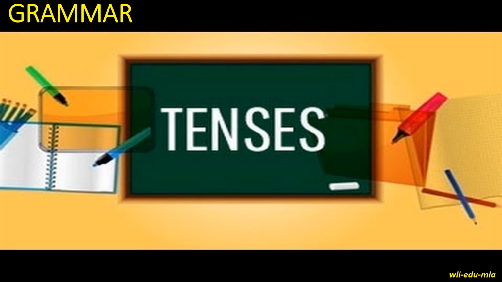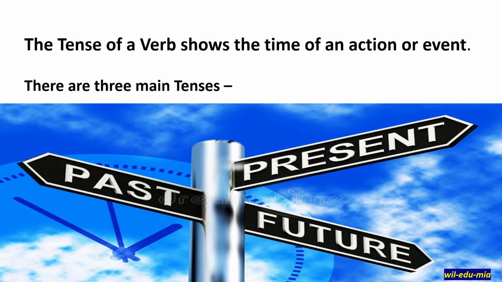Today we'll be doing grammar, topic tenses. What is tense? The tense of a verb shows the time of an action or event. There are three main tenses: present tense, past tense, future tense.